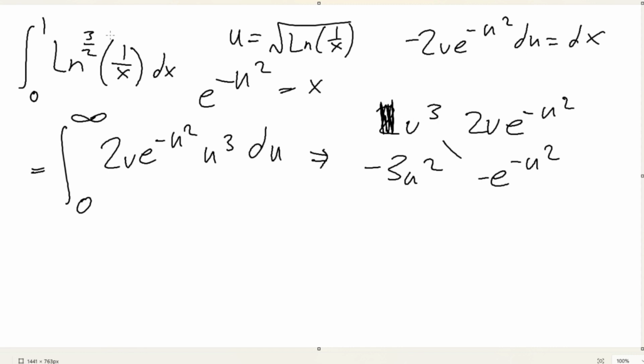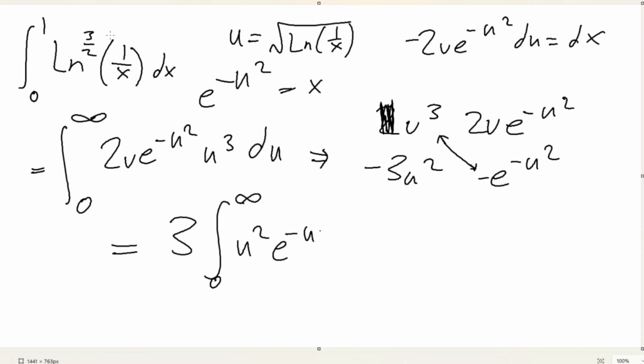If you go like this, it's just going to equal 0 when you plug in 0 and infinity. The limit is just going to equal 0. So this whole integral is just going to equal this.